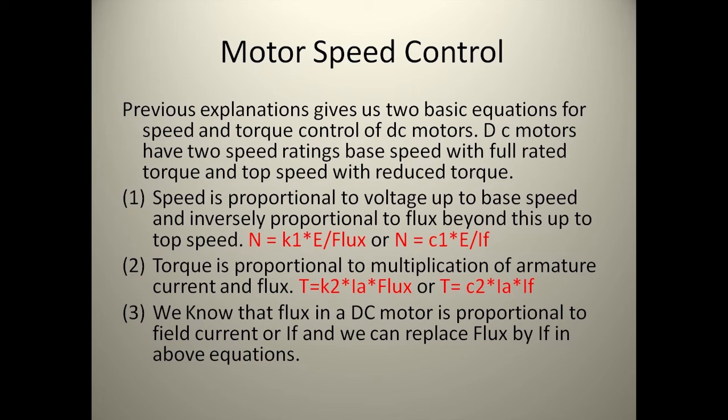Equation 2, torque is proportional to multiplication of armature current and flux. We know that flux in a DC motor is proportional to field current, and we can replace flux by field current as done in above equations.